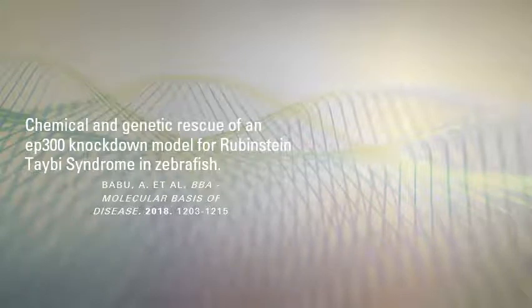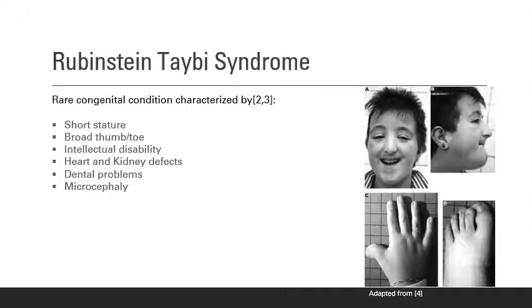Hi everyone, so today we're going to take a look at the paper Chemical and Genetic Rescue of an EP300 Knockdown Model for Rubinstein-Taybi Syndrome in Zebrafish by Babu et al. So before we really get into the meat of the paper, I think it's important to go over a little background information and some context.